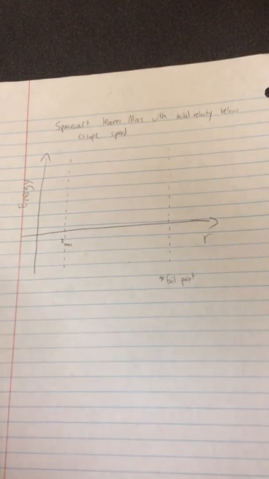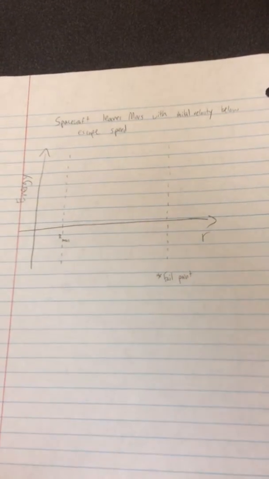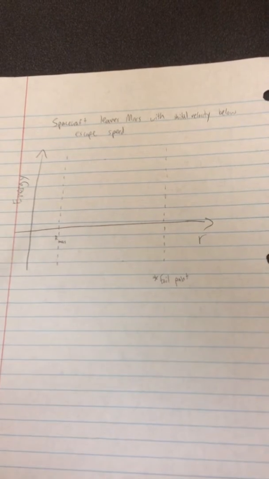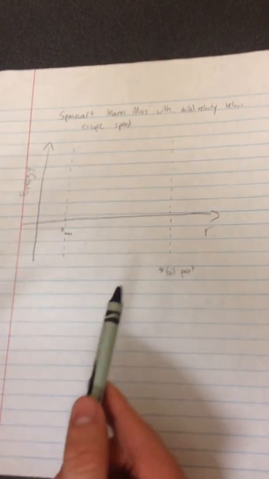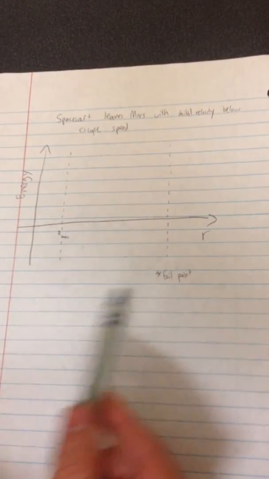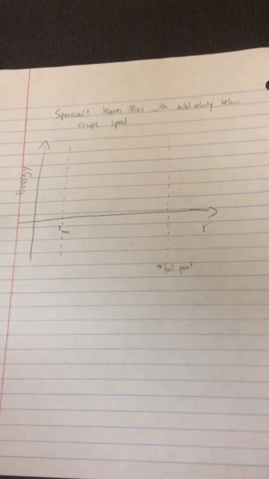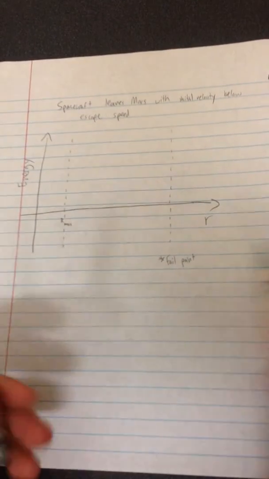In this last scenario, we have a spacecraft leaving Mars with an initial velocity below the escape speed. The 2 points that we need to track are, starting from the radius of Mars, when it takes off, that's the closest it'll ever be, and then this last point, which I'm just going to call the fail point, at which it fails to leave the atmosphere. Once again, the first thing to determine is, do we have energy, and is that energy positive or negative?